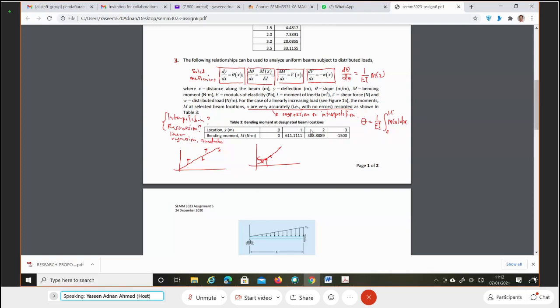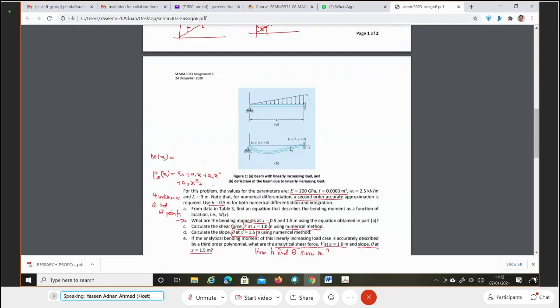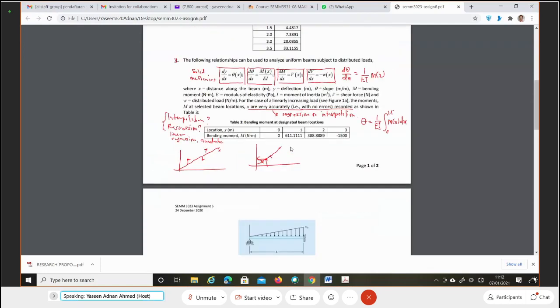Here, if you want to do interpolation or regression, it doesn't say which one. You need one equation, and you have 4 points. Which one do you want to use? You can use the Lagrange polynomial. You can use the Newton divided difference polynomial. It's up to you.